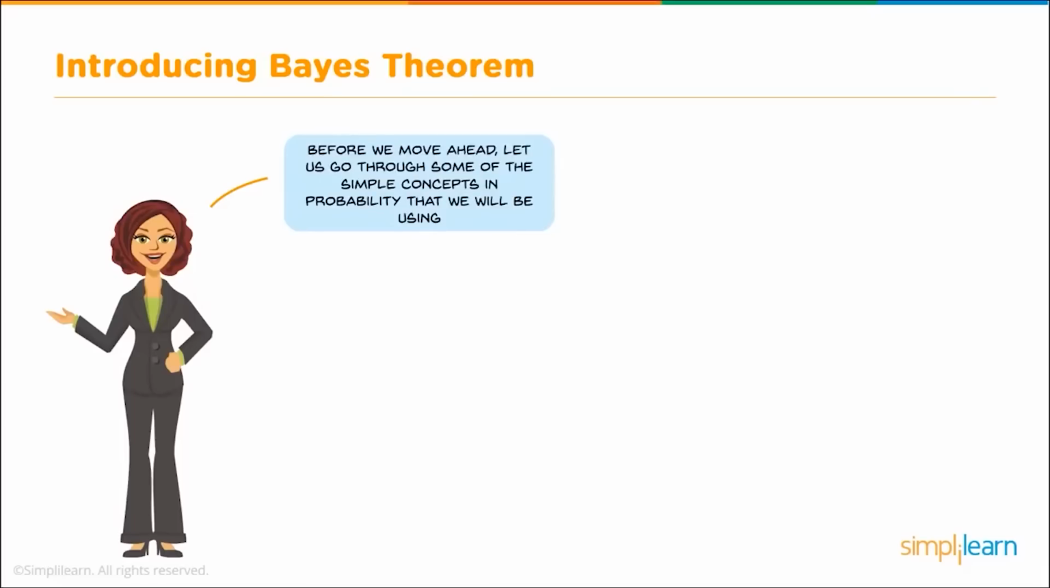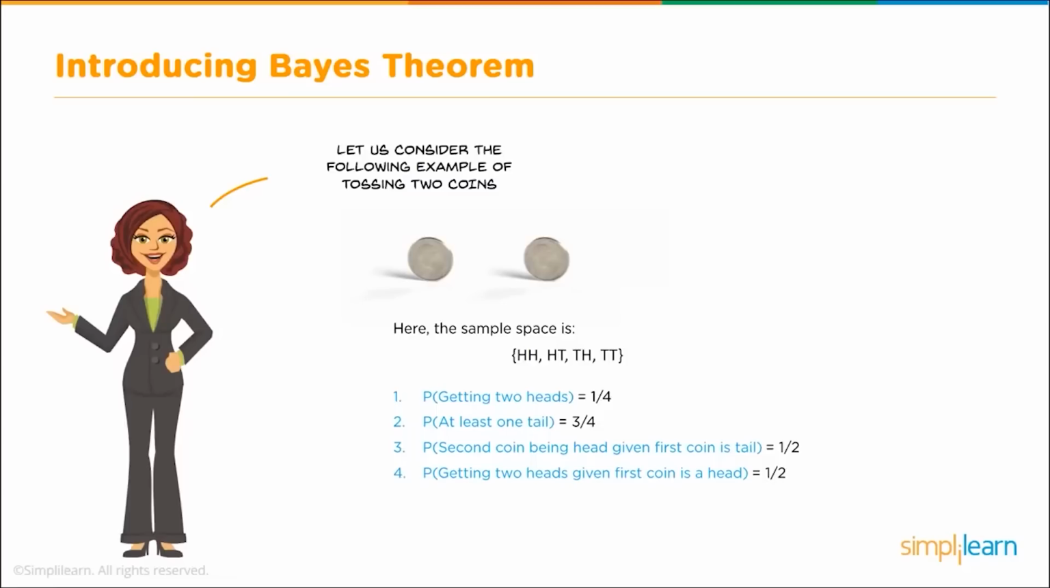Before we move ahead, let us go through some of the simple concepts in probability that we will be using. Let us consider the following example of tossing 2 coins. Here we have 2 quarters, and if we look at all the different possibilities of what they can come up as, we get that they can come up as head-head, head-tail, tail-head, and tail-tail.